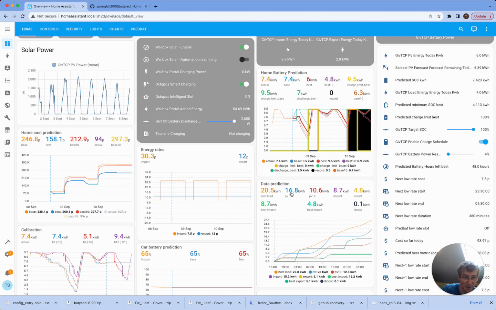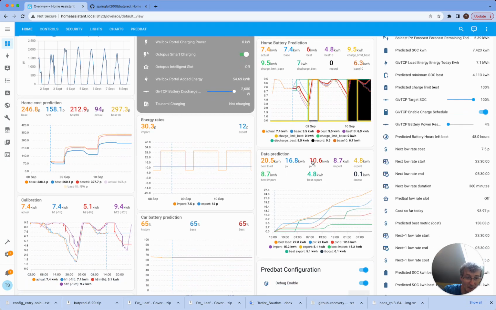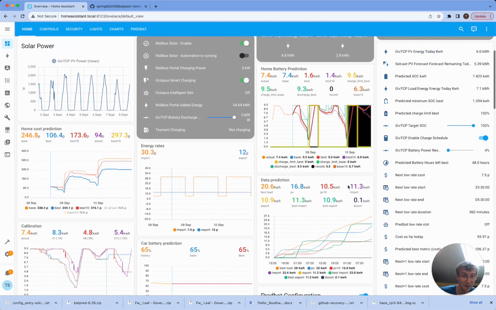Obviously, these data predictions have got the same things here again. So remember I talked about best and best 10. Here PV and PV10 are the Solcast predictions, how much solar you're going to generate in the two scenarios. And then obviously you can see the amount of import and export predicted in the best scenario and also the base scenario. You can obviously add different ones to the chart as you like.